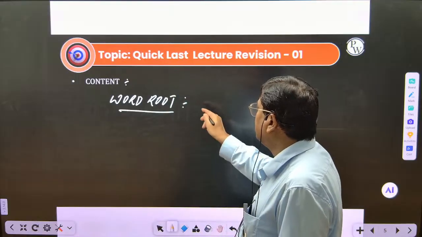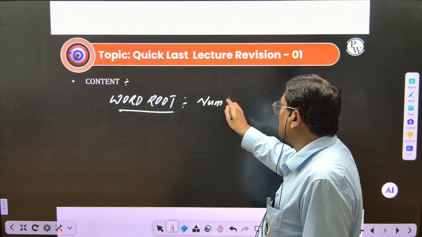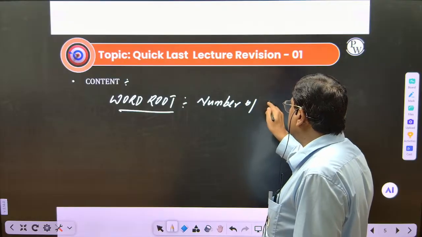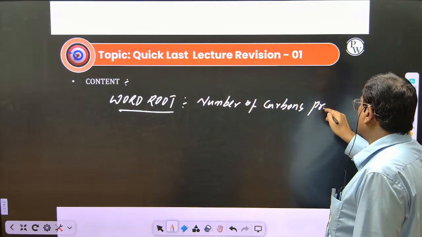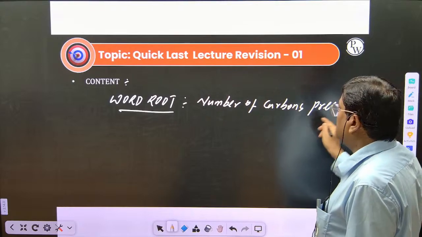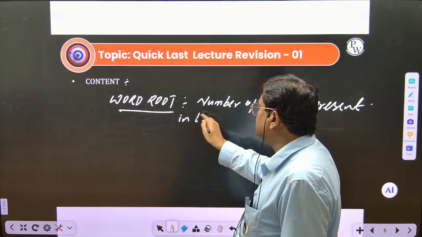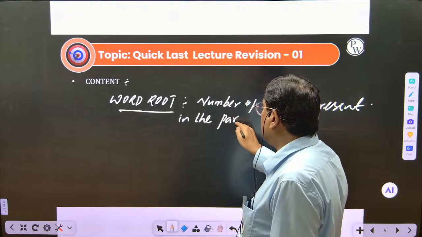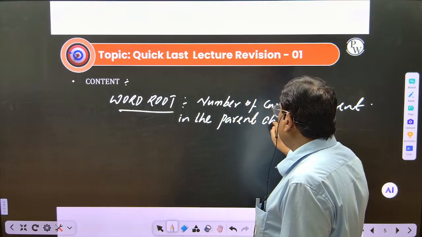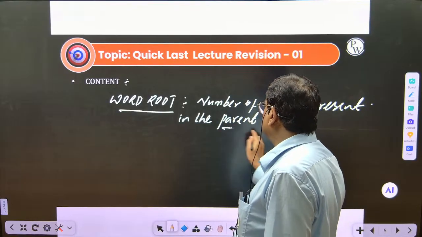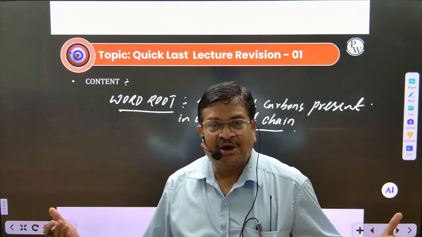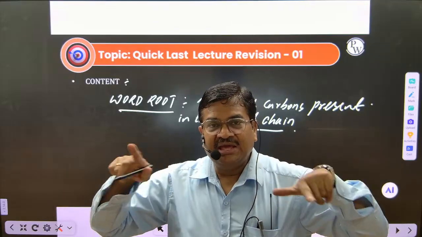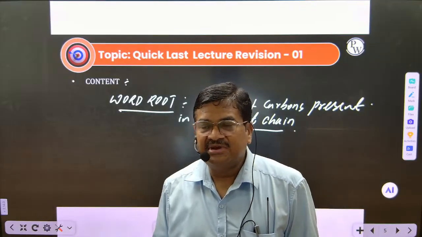Write that: number of carbons present in the parent chain. Understood, students? In the parent chain, how many carbons are there? That will be indicated by the word root. So whenever a compound is given, first select the long chain. The long chain need not be straight. It may even be zigzag. Getting my point?